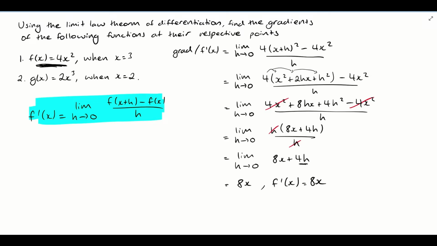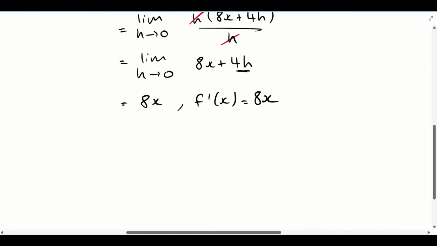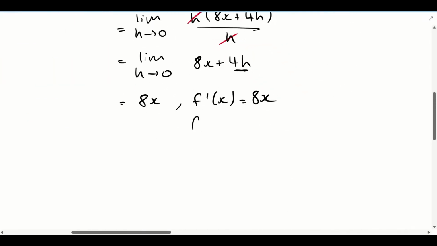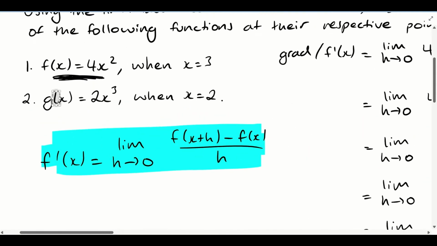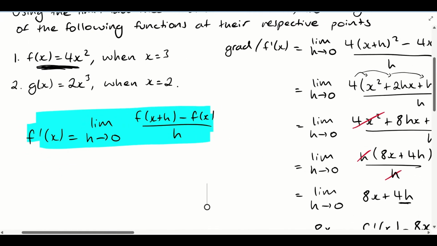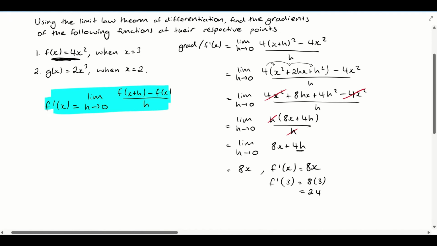So what is the gradient of the function of f of x at the point when x is equal to 3? Well, we just put 3 into the derivative formula, right? So the derivative of f of x at the point 3, we can write like that, is going to be 8 lots of 3, which is going to be 24. So what we are saying is if we take this function here and graph f of x is equal to 4x squared, and we look at when x is equal to 3, we're going to have a gradient of 24 at that point.